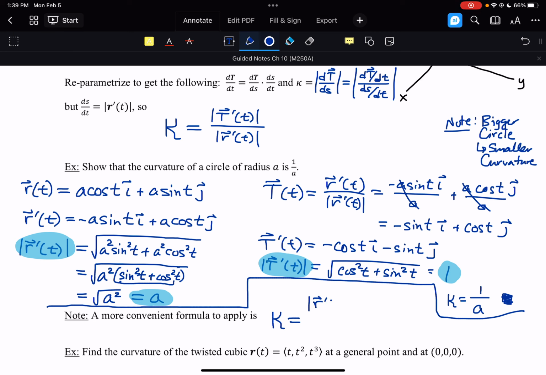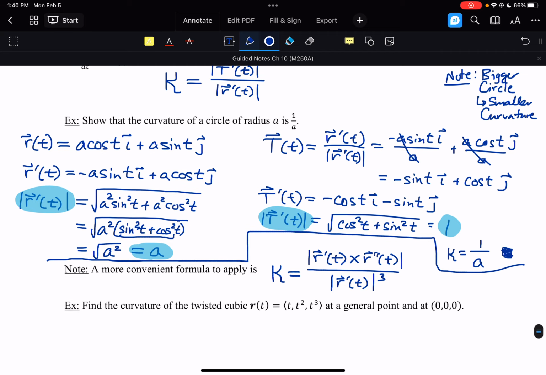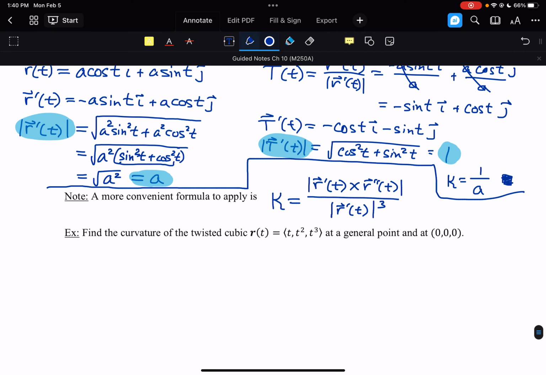It's the length of r prime of t cross r double prime of t over the length of r prime of t cubed. So this is an alternate, equivalent version of the curvature formula. Again, this one is often simpler to compute in many cases, but can be used interchangeably. So let's try another example using this version of the formula.